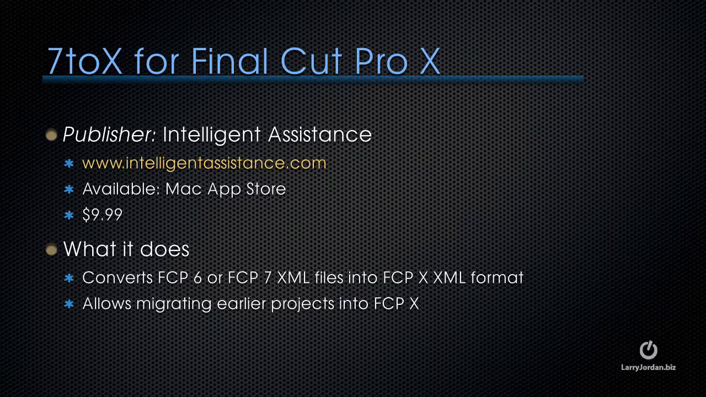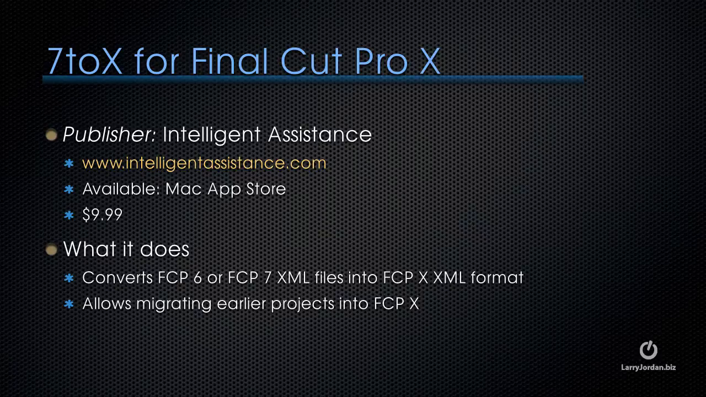Probably the best example of this is 7 to 10 for Final Cut Pro 10. What this does is it converts Final Cut Pro 6 or Final Cut Pro 7 XML files into Final Cut 10 XML format. This allows you to migrate earlier projects from Final Cut to Final Cut 10. An important note here, the only way you can migrate earlier projects into Final Cut 10 is you must export them as an XML file.